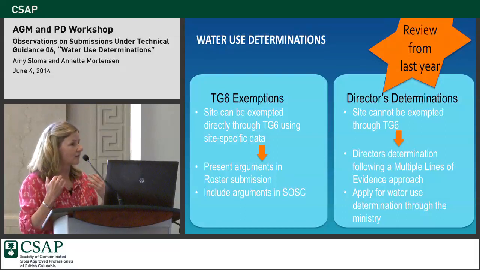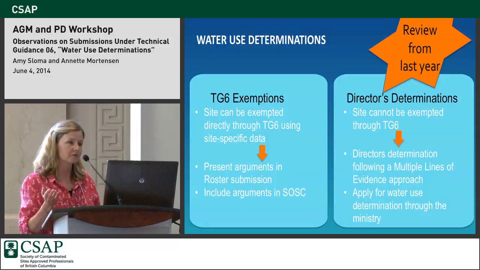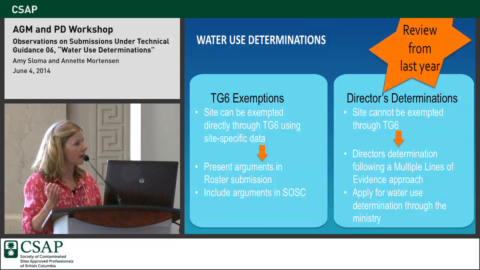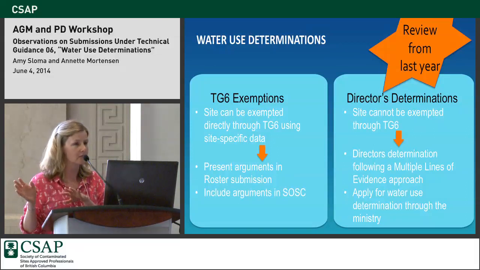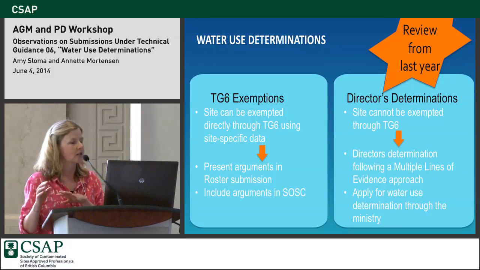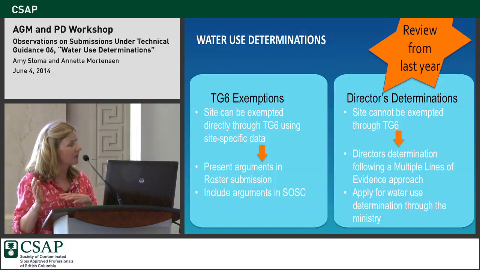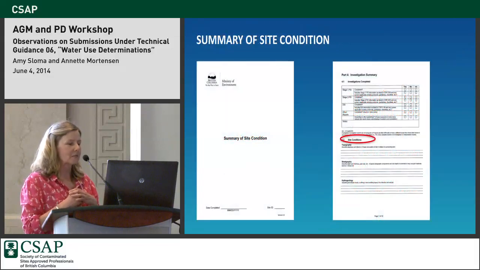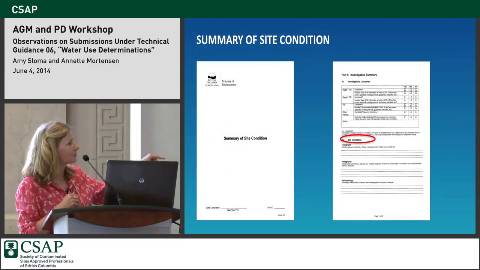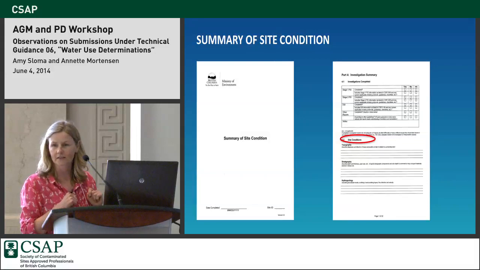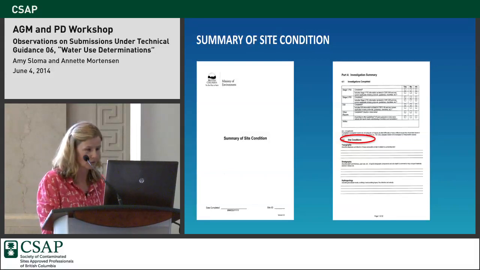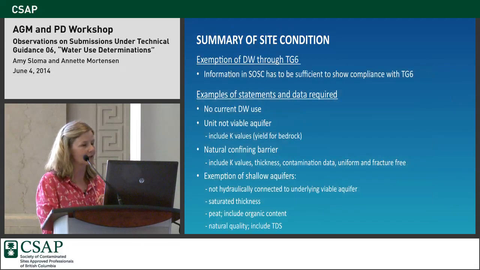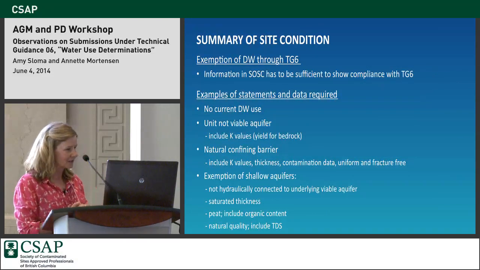For sites that are not exempted through TD6, but where you still feel drinking water should really not apply, you can apply for a director's determination for water use. We use this multiple lines of evidence approach that's been developed, and it will then go through us. But the main thing was this: include your arguments in the summary of site conditions that we told you last year. So we're just going to have a look at how that has turned out.